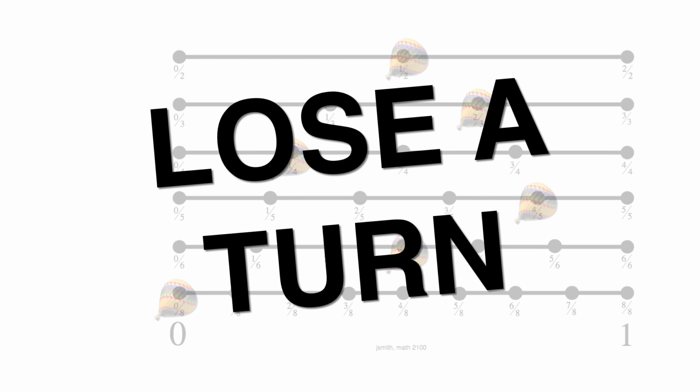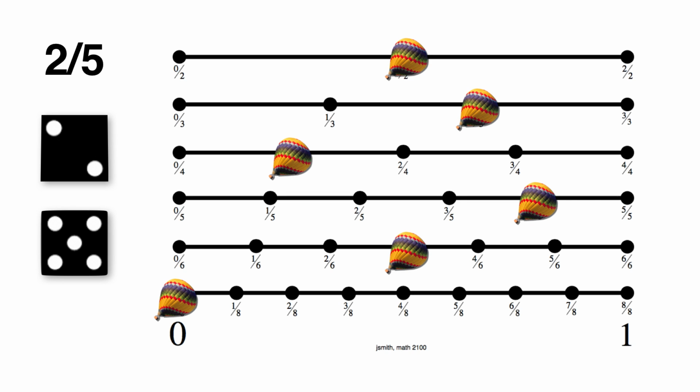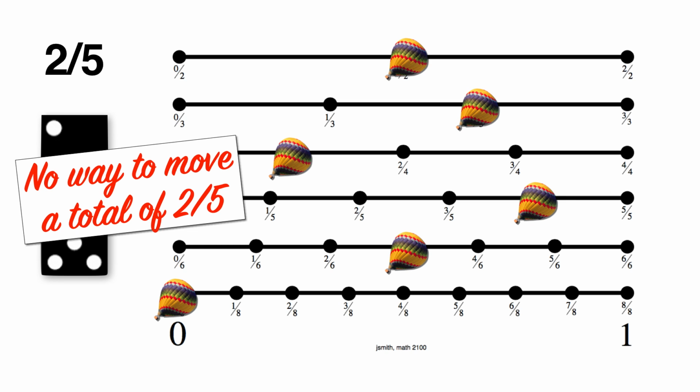It's possible to lose a turn. Suppose this is your game board. And suppose that you rolled a 2 and a 5. So the fraction you're working with is 2/5. Note that there's no way to move a total of 2/5. You can't go past the 1. The only way that you can land on 1 is by landing on 1 exactly. And so there's no way to get a total of 2/5.